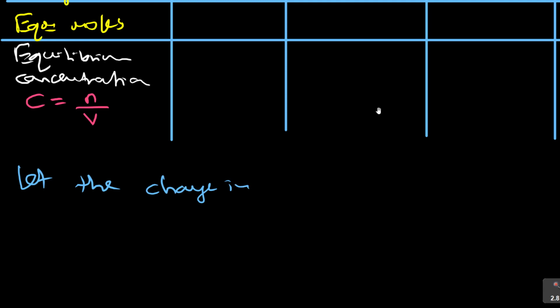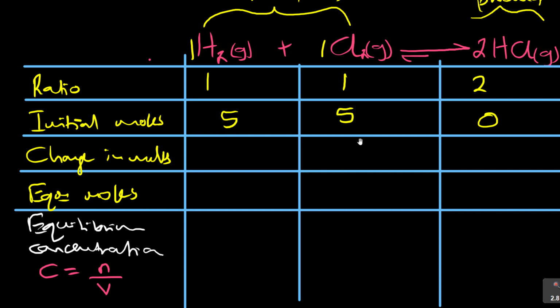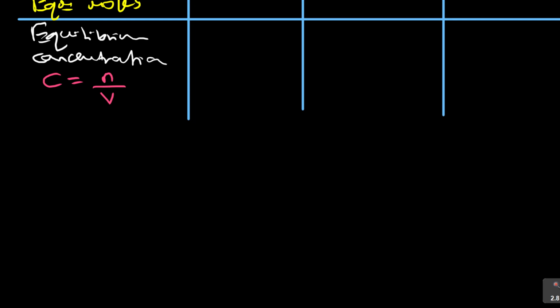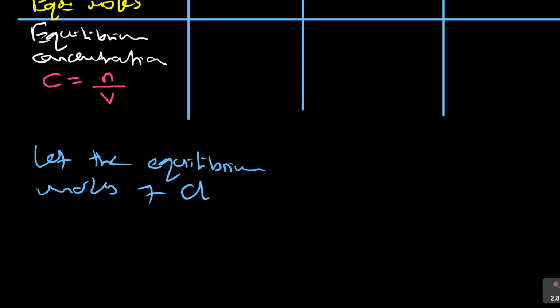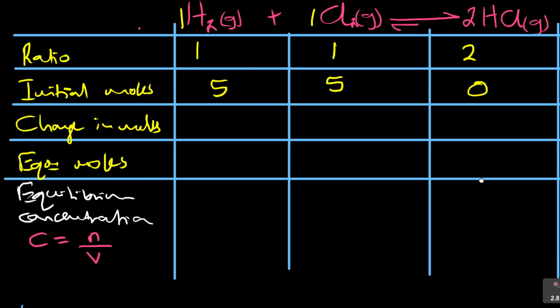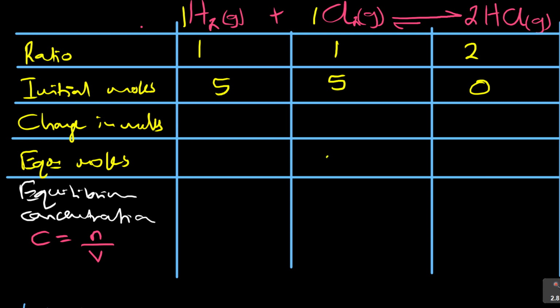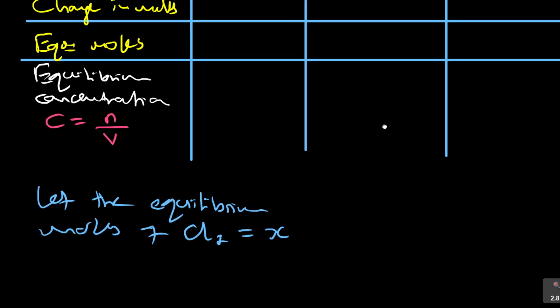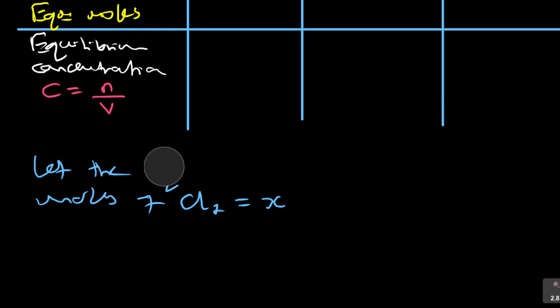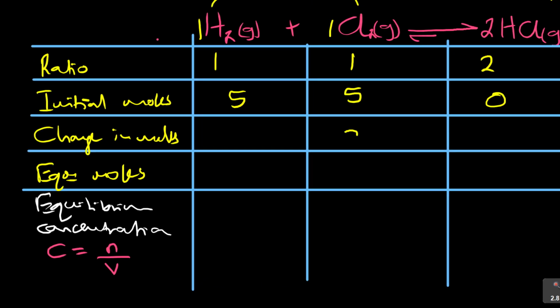Or the equilibrium moles, can I use the equilibrium moles? Let me see, what can I use here? Let the equilibrium moles of Cl2 be equal to x. Are you with me? So what do I do? Equilibrium moles, at equilibrium. So I'm gonna make my x here. Not really. No. I don't want to make it there. Let the change. I think I was right in the first place. Let the change in moles of chlorine be x. Yes, that's the right one. Let the change here be x because the ratio is here.